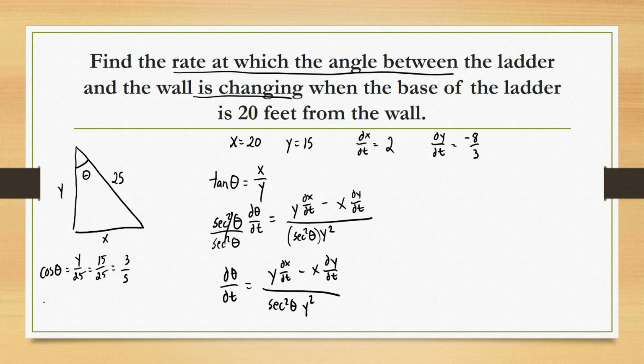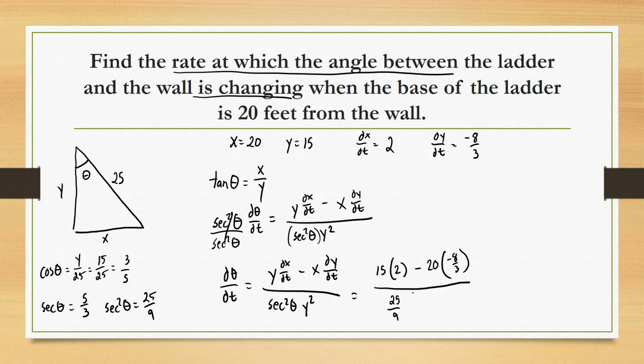Well, if I flip that, I know that secant theta is the reciprocal, 5/3. And that means that secant squared theta is 25 over 9. All right, so let's go ahead and multiply this out. y is 15, dx/dt is 2, minus x, which is 20, dy/dt, which is negative 8/3, all over secant squared, which is 25 over 9, times y squared, which is 15 squared, or 225.